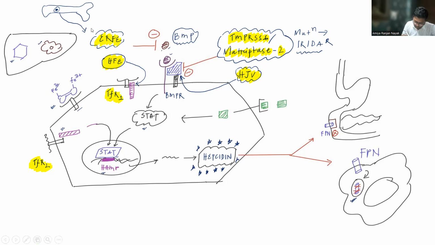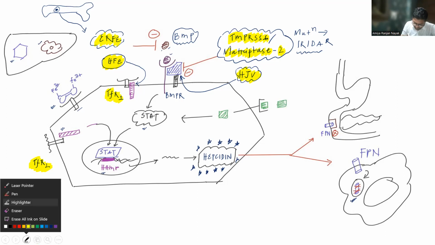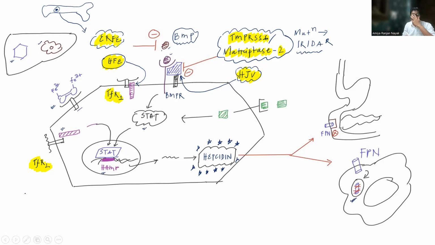Now, coming to the last section, I know it's slightly tough, but all these points are important, and you have to see this video at least 2 to 3 times to understand it and memorize it. Okay, so there is another molecule known as interleukin 6. Interleukin 6 is an inflammatory mediator, which is produced whenever there is inflammation. And this interleukin 6 can also activate the STAT pathway, and it can also increase the hepcidin production.